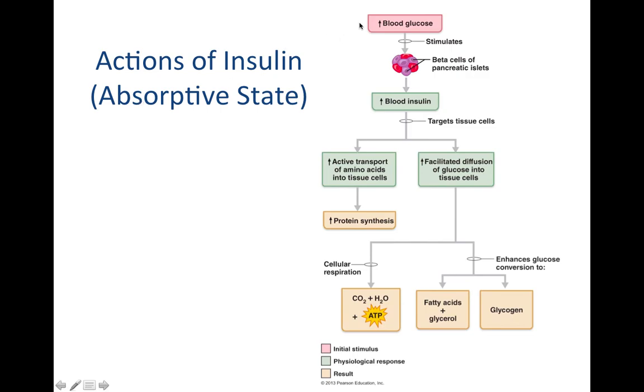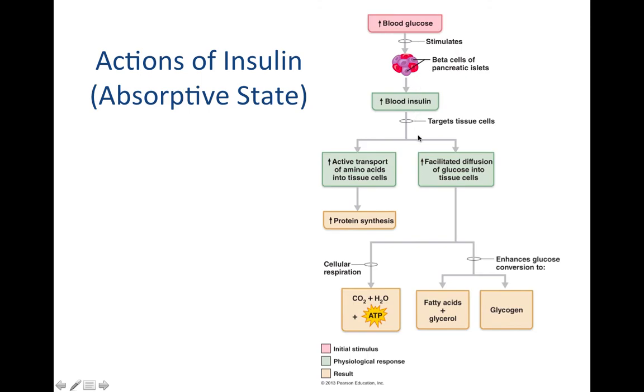Here's an overview of how insulin is going to help regulate your blood glucose. So if your blood glucose rises, which is what's going to happen as you're absorbing a meal, right? As you have digested your carbohydrates, your lipids, your protein, those nutrients are going to be absorbed into your blood. And so as you're absorbing a meal, your blood glucose will rise, and this will stimulate your beta cells of your pancreas to secrete insulin. So you have an increase in insulin.